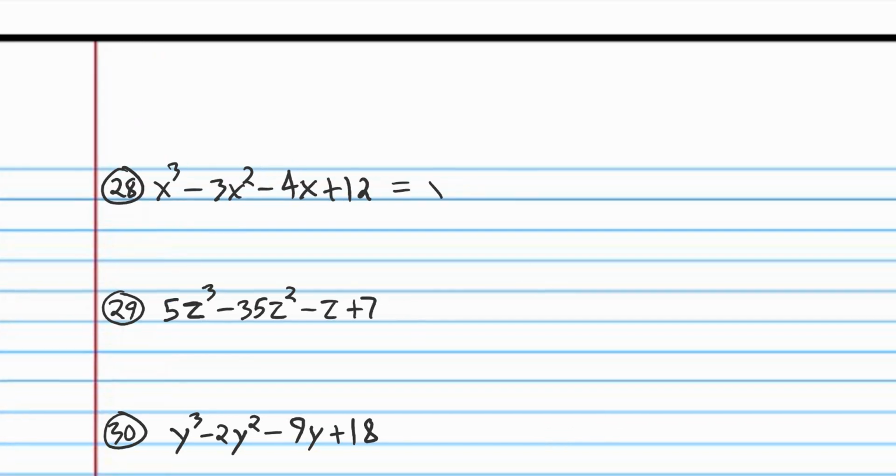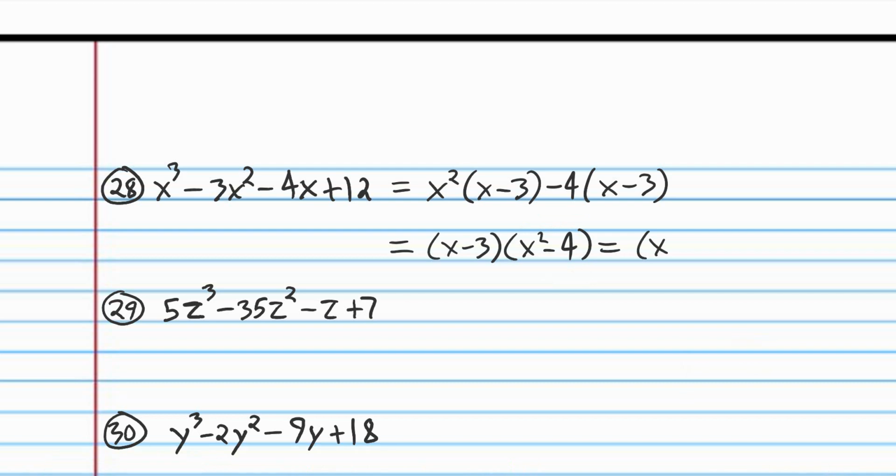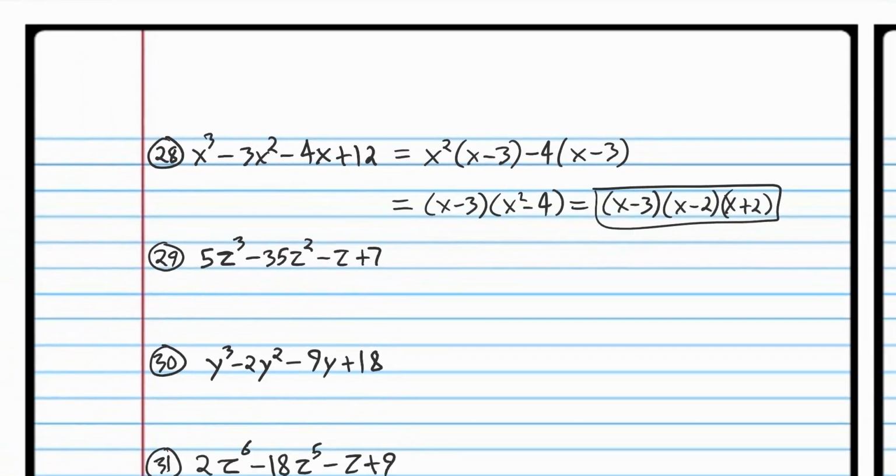All right, we're back, so I'm going to factor out in the first two terms. And the second two terms. And then we have x minus 3 times x squared minus 4. And now we have the difference of two squares, so just be aware of that. We can factor those. And that would be the final answer. So if you got that answer, good job.